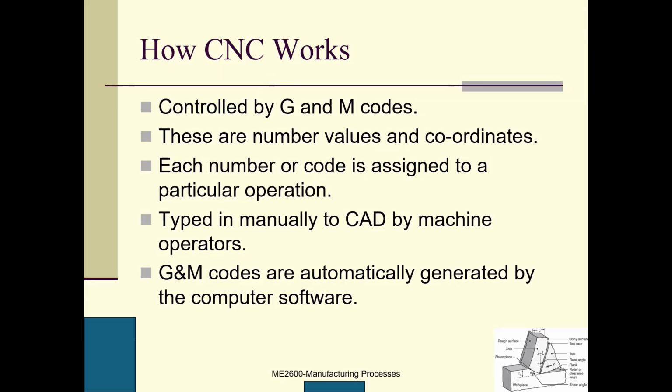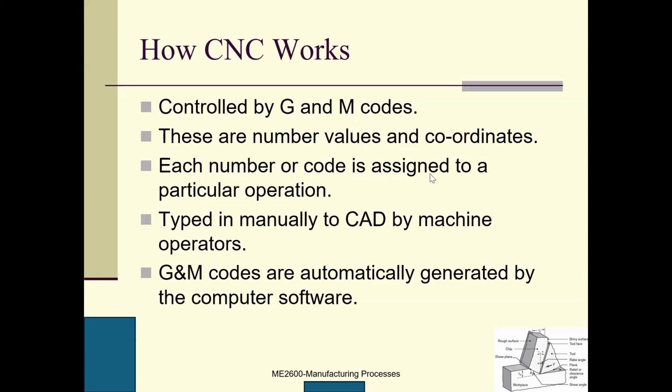Then we talk about how CNC works. Have you ever heard of G and M code? No, right? Okay, G and M codes are used specifically for CNC. When we write a CNC program, we use G code and M code. These are number values and coordinates. So G something, M something, and they are coordinates. All this is other functionality.